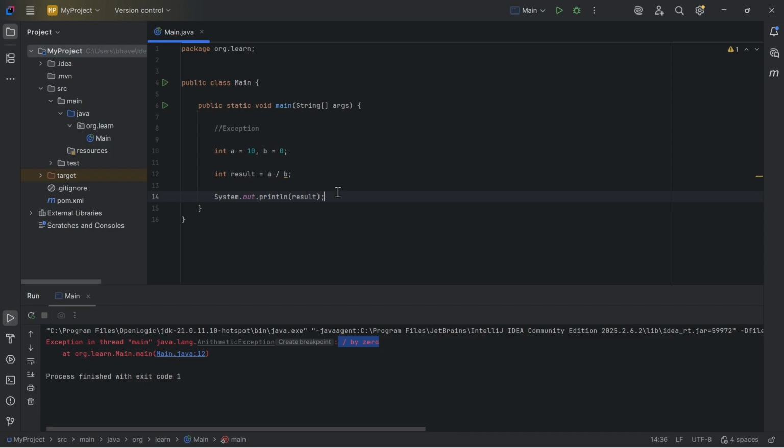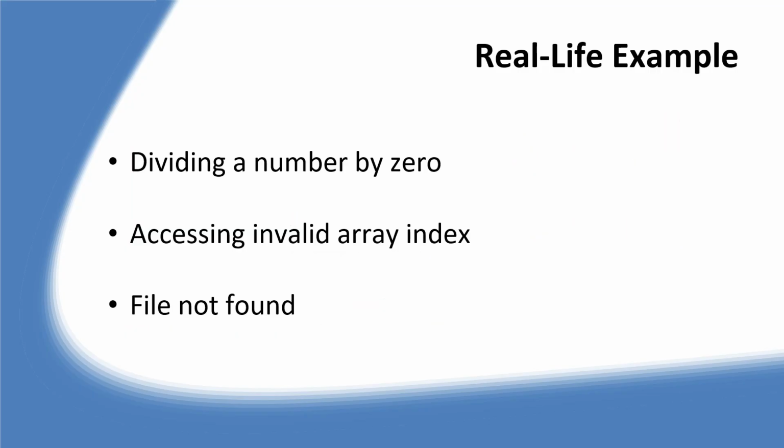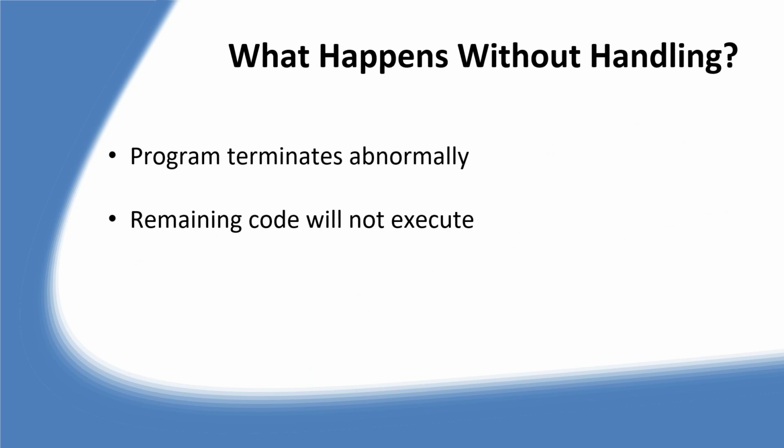Now, what happens without handling? In this last example we have not provided anything, we were just seeing what is happening. Whenever we get an exception, at that particular line the program will terminate abnormally. In the line we have written a divided by b into result.